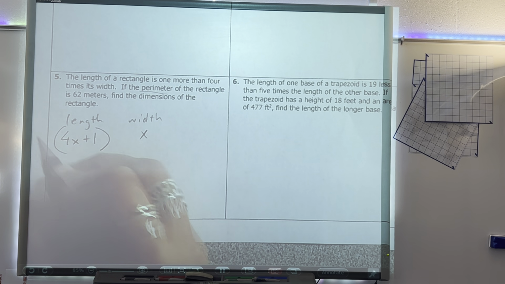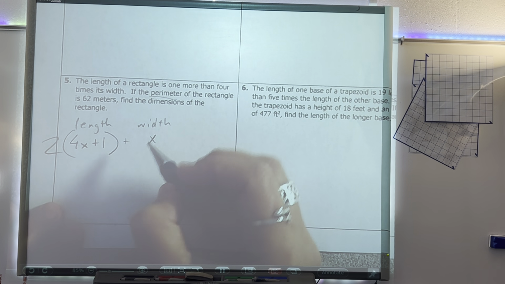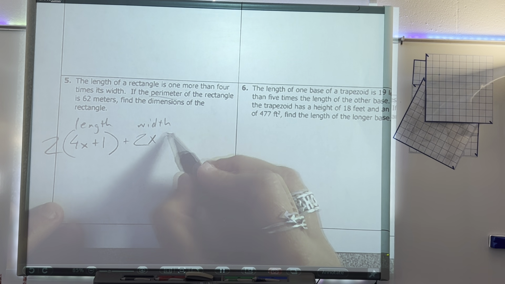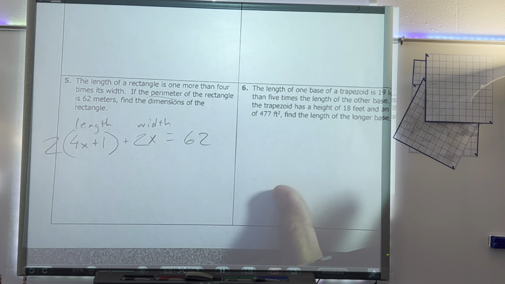Yeah, I'm basically gonna do this, right? And then this here would be equal to 62. Y'all okay with that? All right.